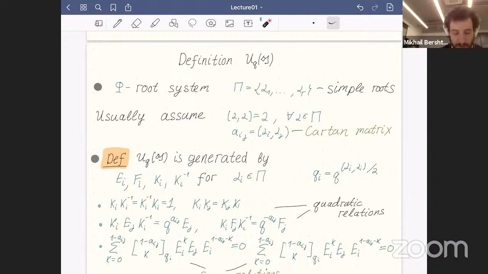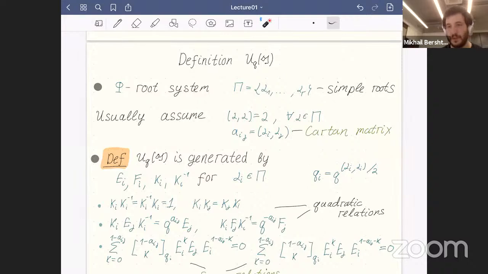Okay, let me fix some notation. We have some simple Lie algebra, which corresponds to some root system, denoted by Phi. We choose a set of simple roots, denoted by alpha_1, ..., alpha_r, so r is the rank. Usually, for simplicity, we will assume that everything is simply laced, or another way to say it, that all roots have the same length, and this length is usually 2. And there is a Cartan matrix, which consists of scalar products of alpha_i and alpha_j.